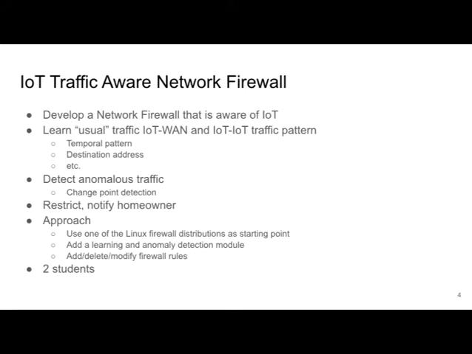So the idea out here would be to start with one of the firewall distributions for Linux. There are a small number of them, and then add an observation, learning, anomaly detection module to it, and then based upon that, change the firewall rules. You could do it at your home. I would be fine deploying it at my home, whatever you're comfortable with. You do need some degree of comfort with working with system software on Linux, but otherwise it's mostly application level.